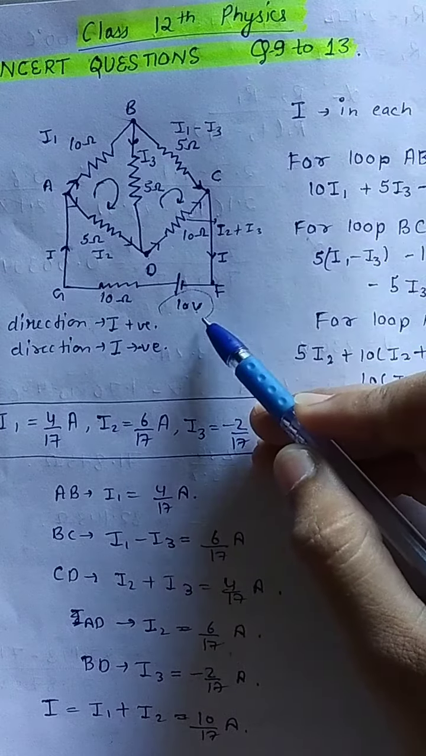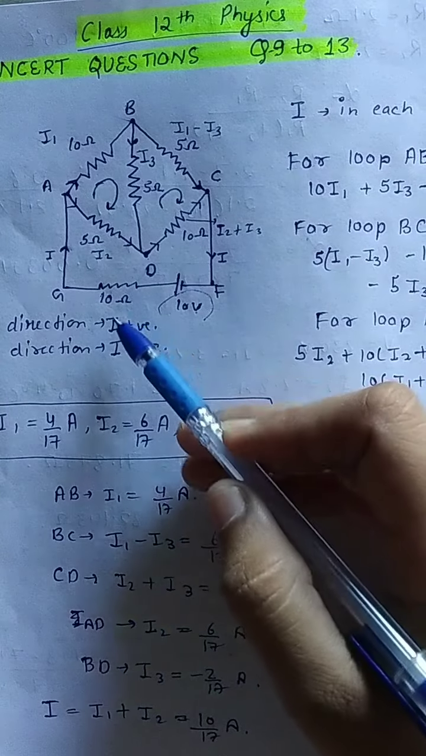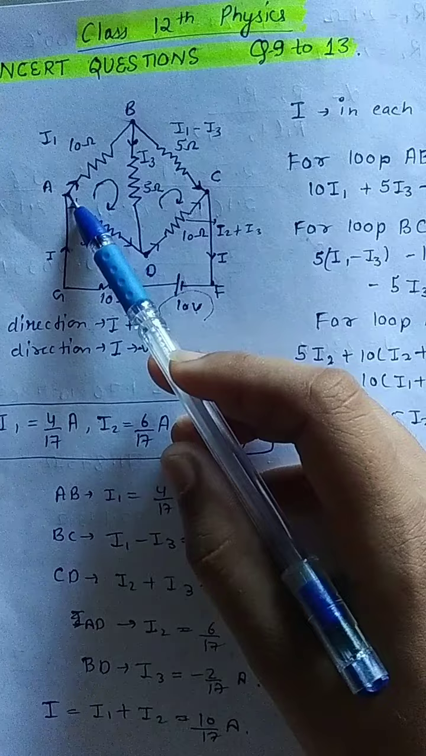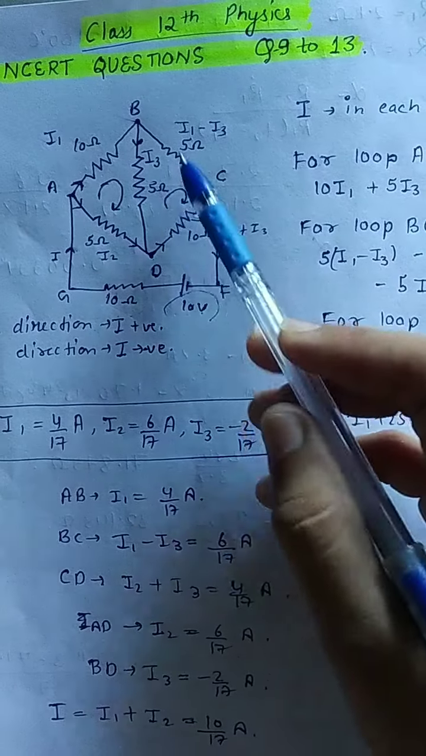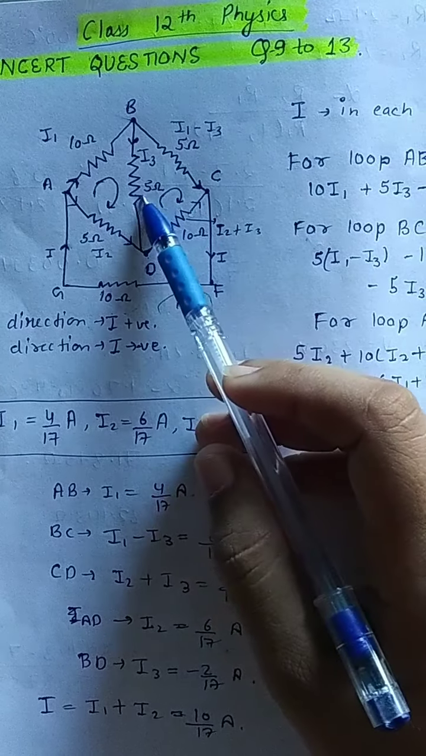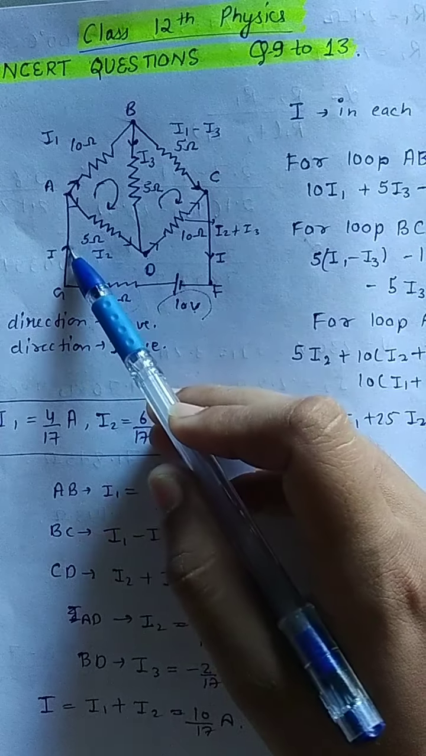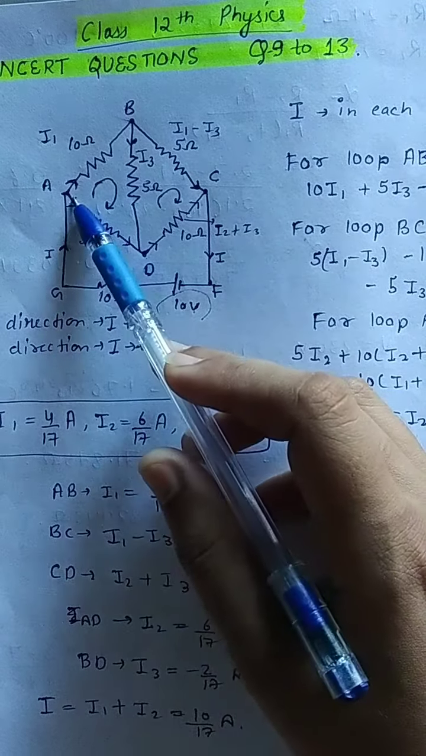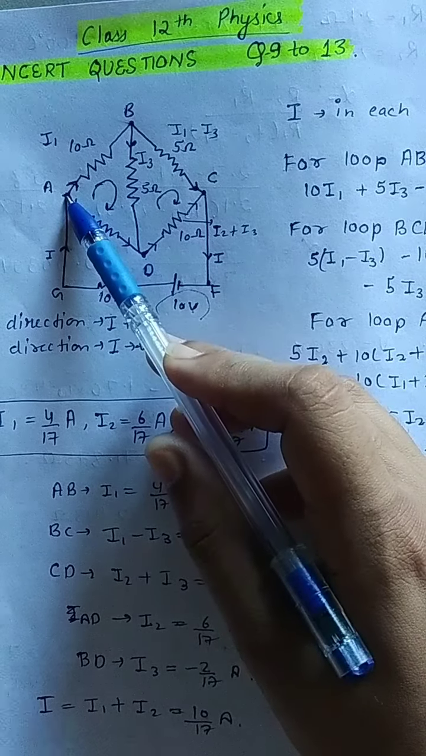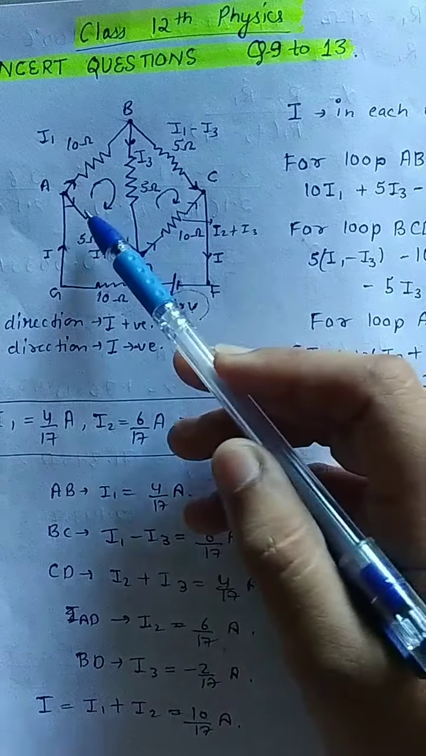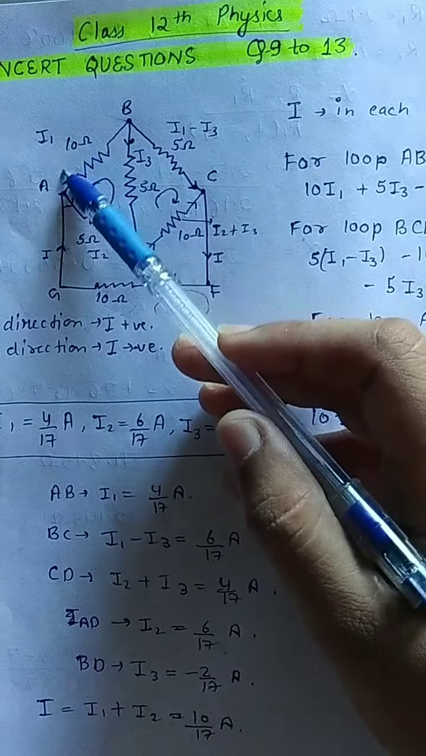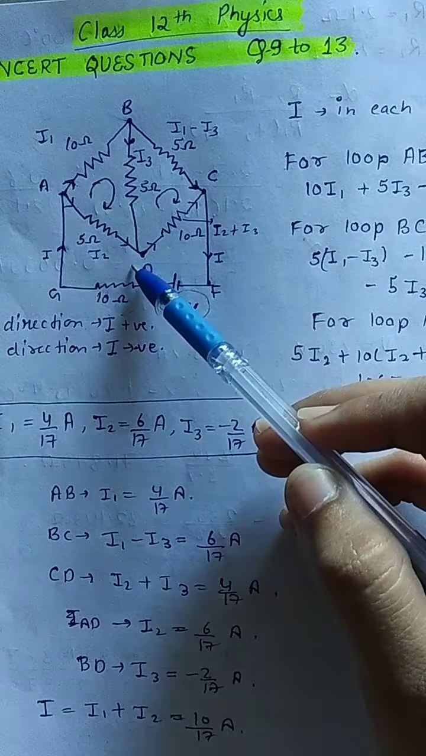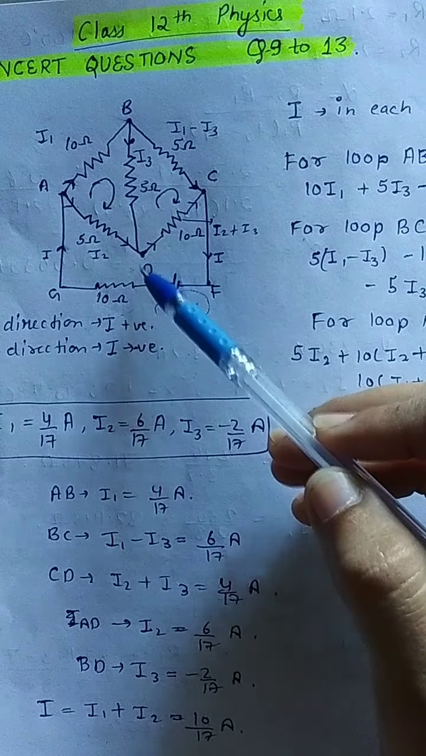this is a 10 volt EMF and then a 10 ohm resistance is connected. After that there is a network of parallel and some series combination. Suppose this is current I which flows from G to A, and then at this junction the current is divided into I1 and I2. This is the current I1 in the branch AB and current I2 in the branch AD.